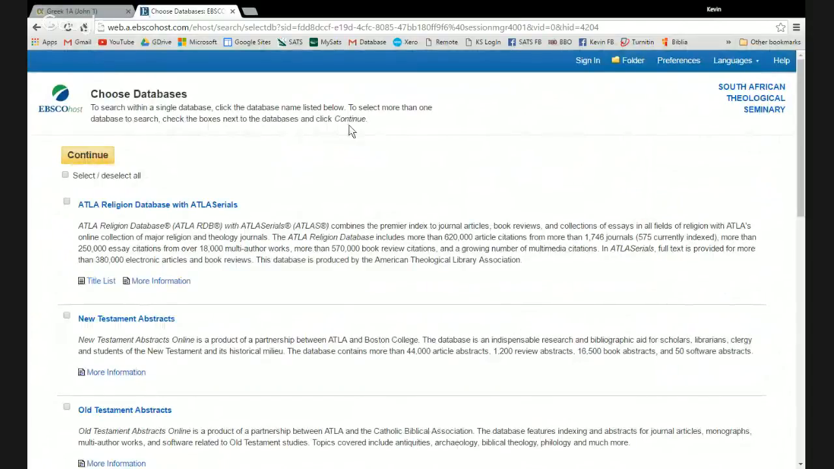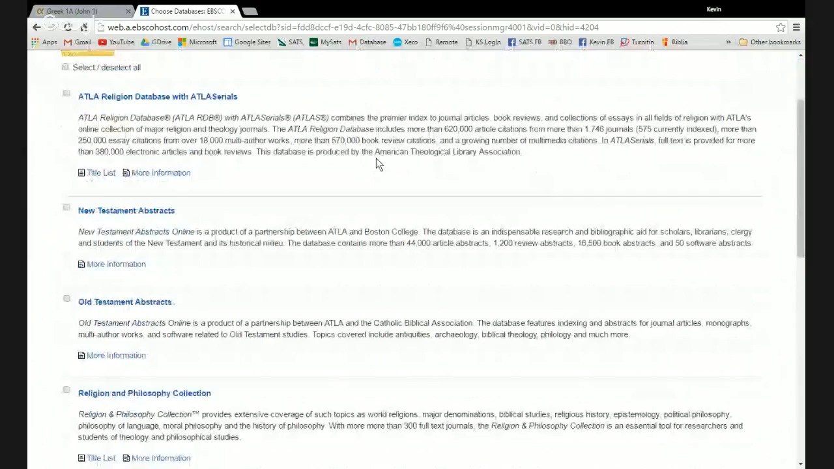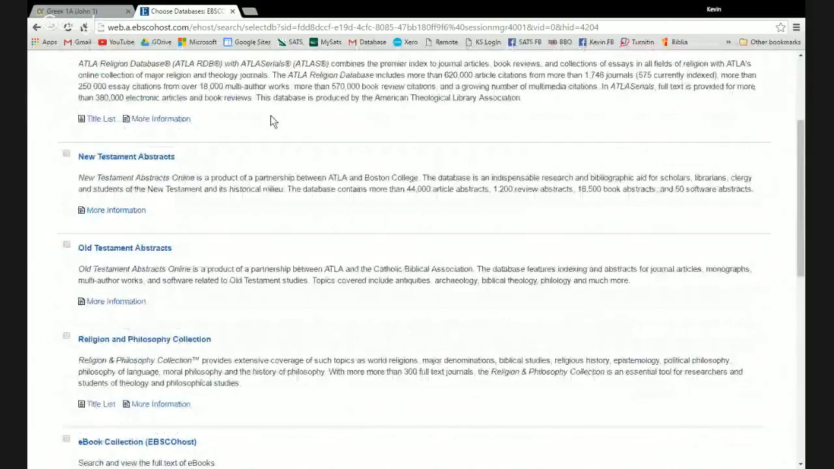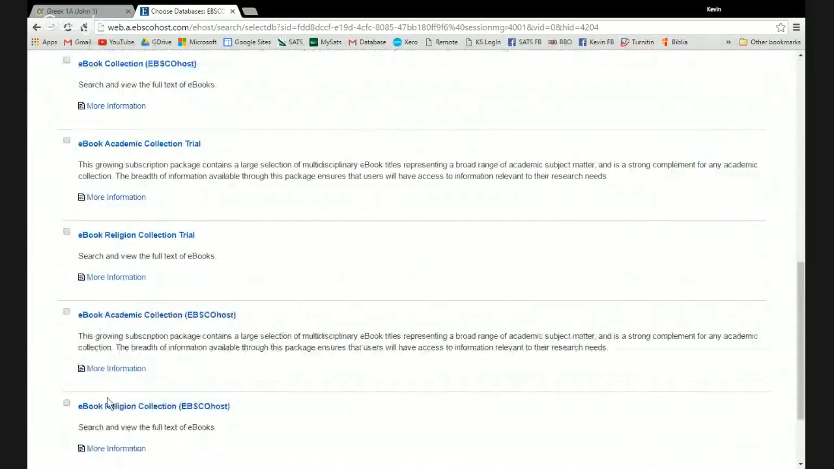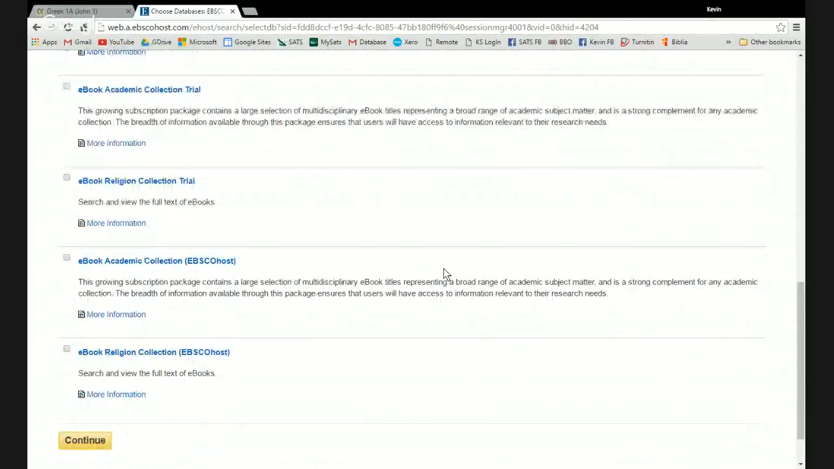Once you log in, you get access to all of our journal subscriptions. So these are all journal subscriptions. But we've just added all this at the bottom, which is ebook collections. Can you guys see this? Trust you can see it.